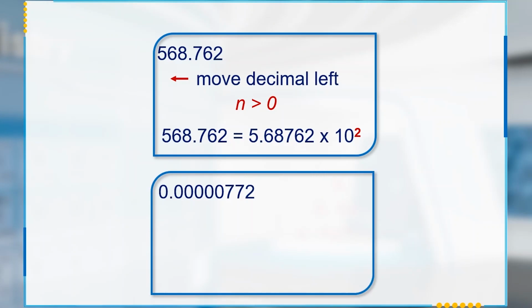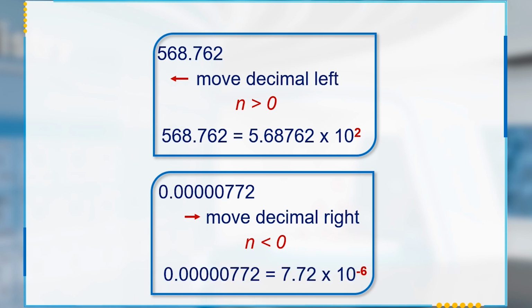The second example, 0.0000772. This time, we need to move the decimal right for 6 places. n this time is less than 0. And the answer is 7.72 times 10 to the power of negative 6.